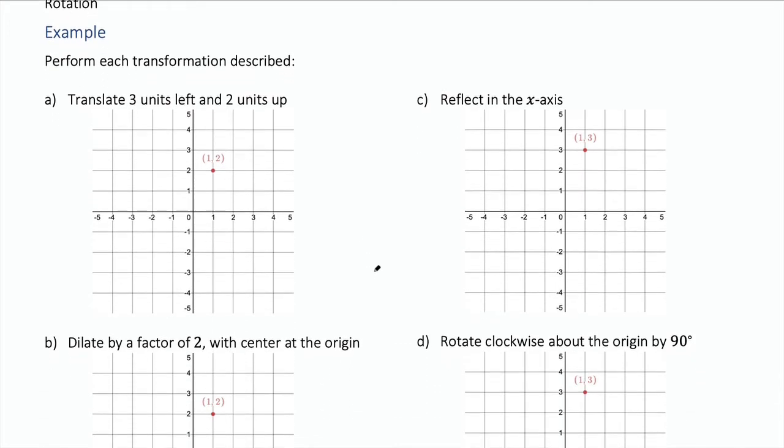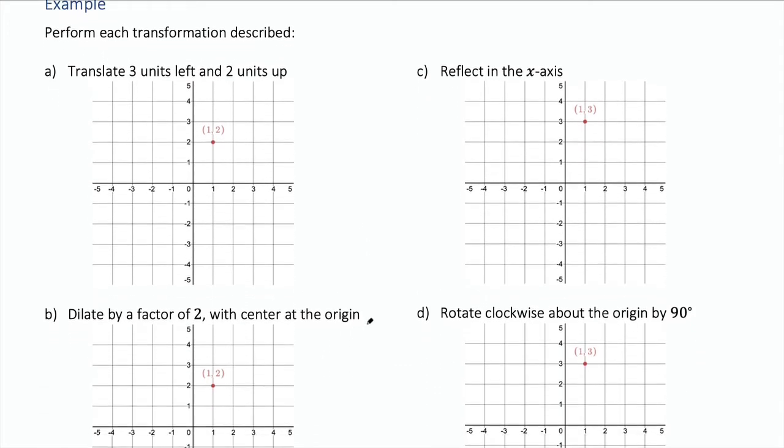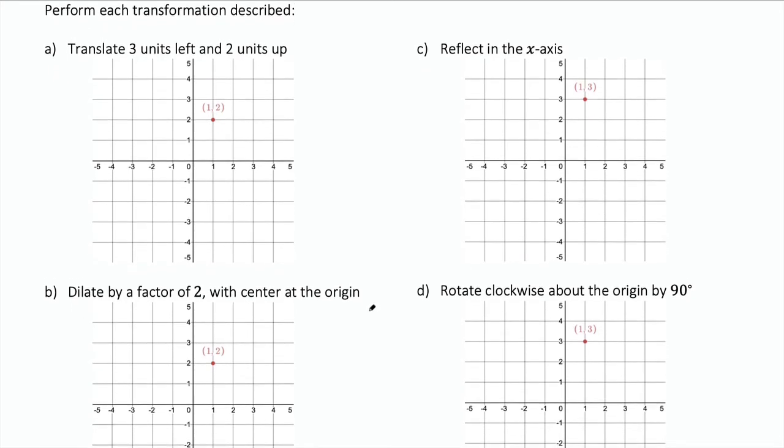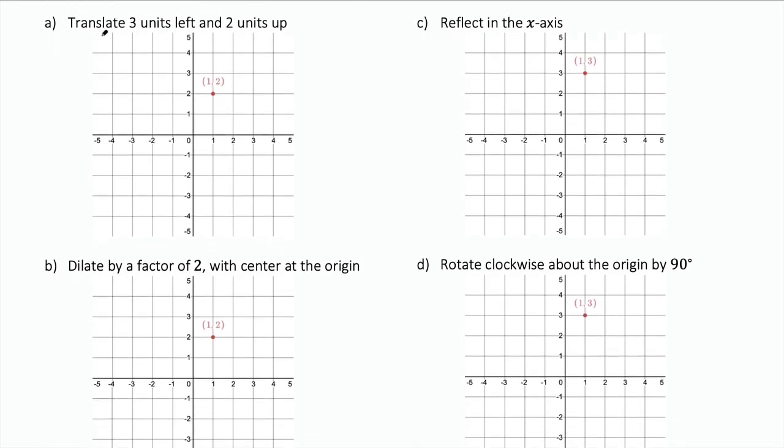So let's just look at a few examples here. Perform each transformation described. So for A, translate 3 units left and 2 units up. So here's our point 1, 2. We move 3, 1, 2, 3 to the left, and 2 up. And we end up here at the point -2, 4.